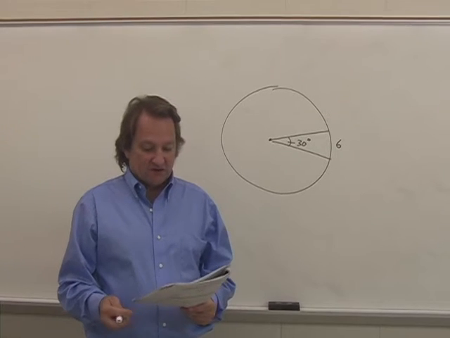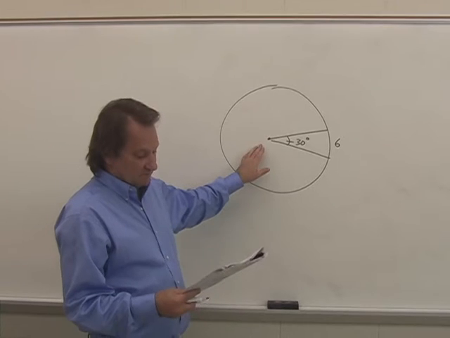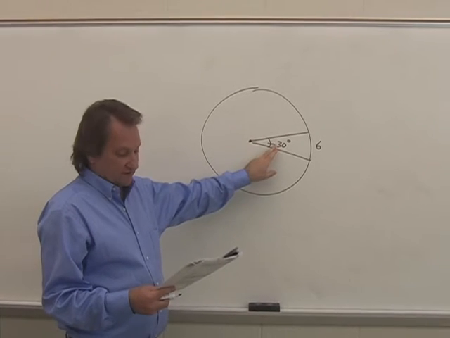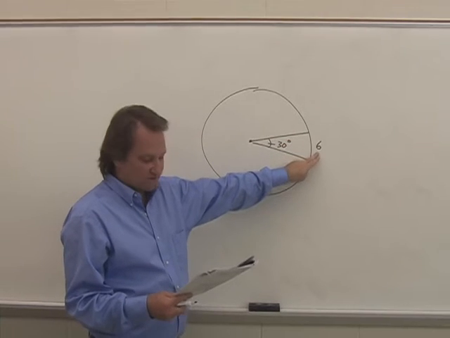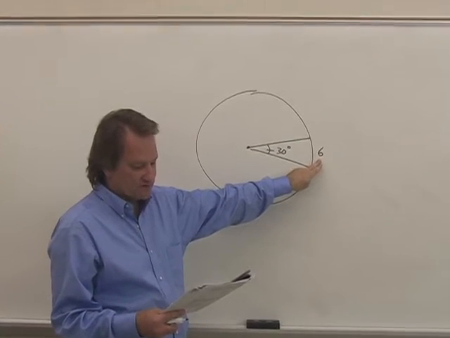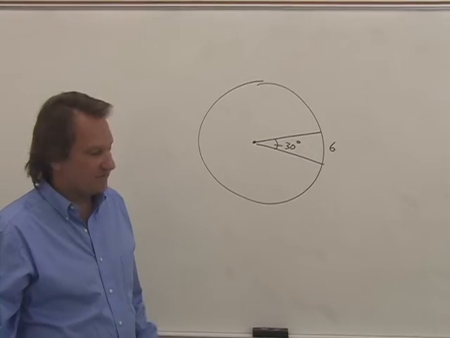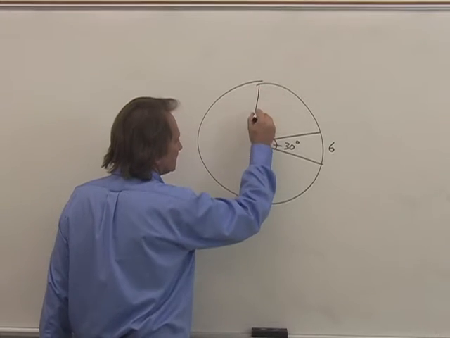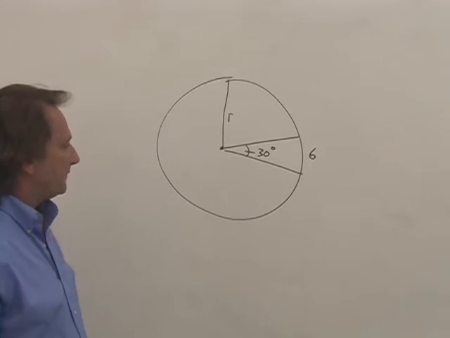Problem number 6 in the geometry placement test reads, if the central angle measure is 30 degrees, is subtended by a circular arc length of 6 meters, as illustrated here, how many meters in length is the radius of this circle? So we want to determine the actual radius of this circle, given this information here.